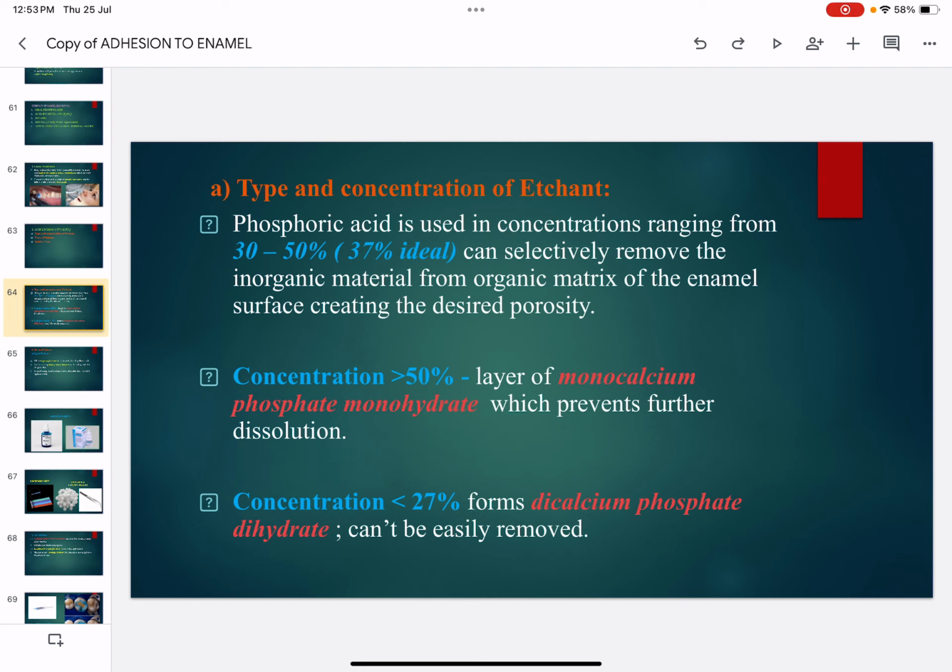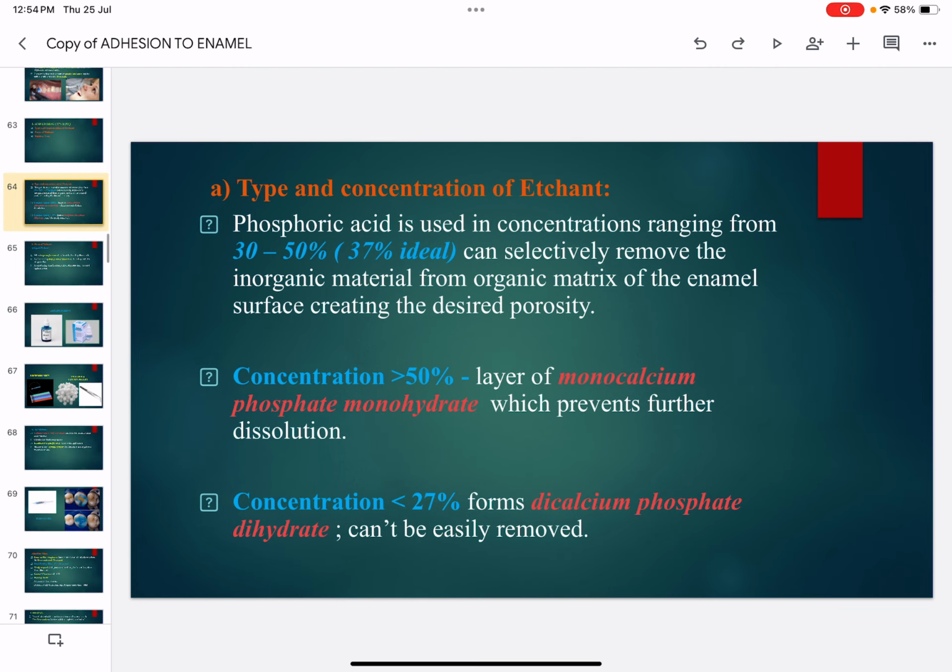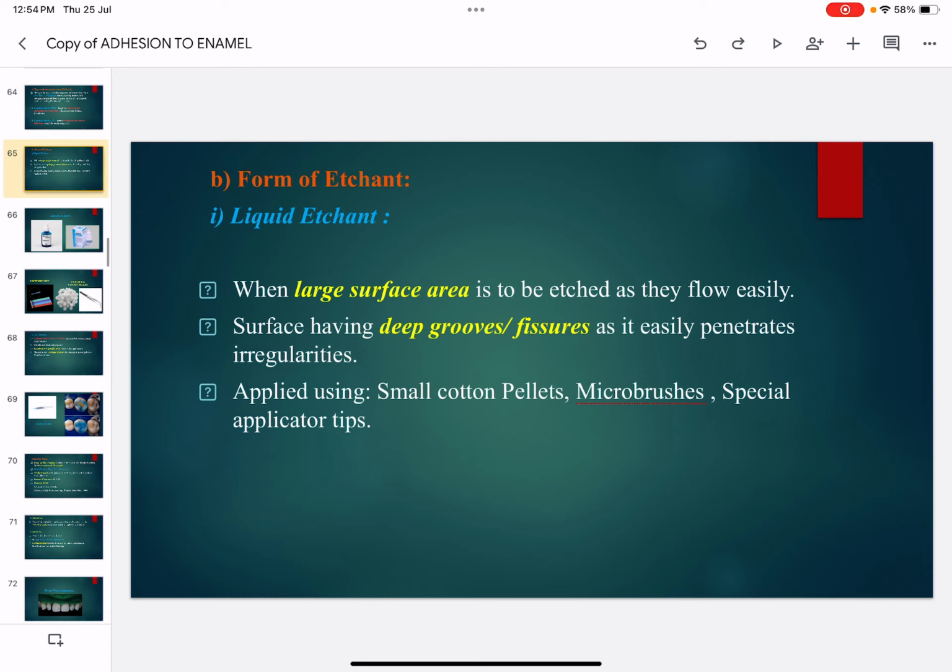If you increase the concentration of phosphoric acid to more than 50%, it will result in the formation of monocalcium phosphate monohydrate, which will prevent further dissolution. And if you use a concentration of less than 27%, it will result in the formation of dicalcium phosphate dihydrate, which we will not be able to easily remove.